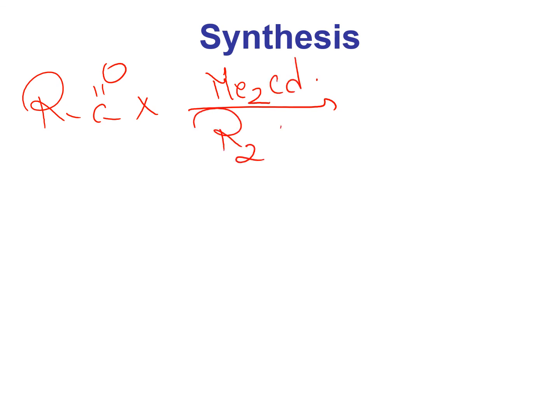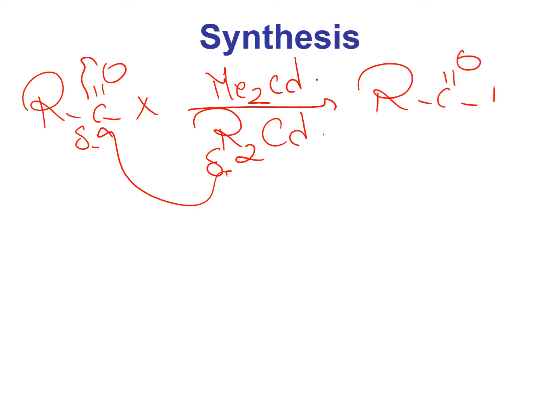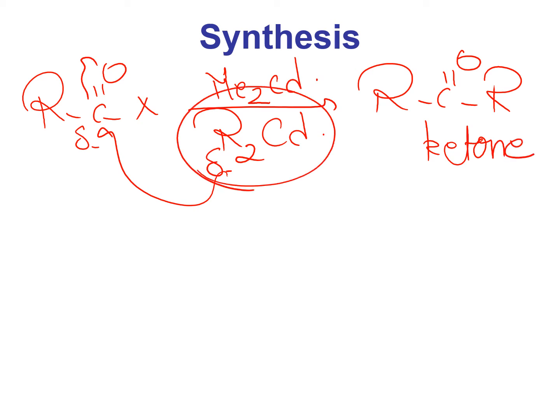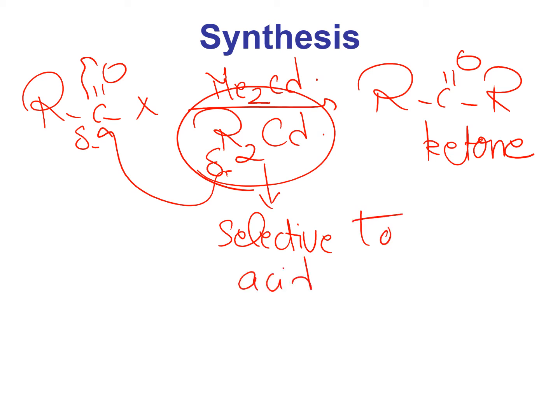You can use any alkyl group and you attach it to the cadmium. Again, this alkyl group is carrying a partial negative charge, so it attacks the carbonyl, giving the ketone. Now your product is not able to react with your organometallic compound because dialkyl cadmiums are only selective to acid halides. They cannot react with any carbonyl compound. They only react with acid halides. This is how you can produce ketones in a selective way from acid derivatives.